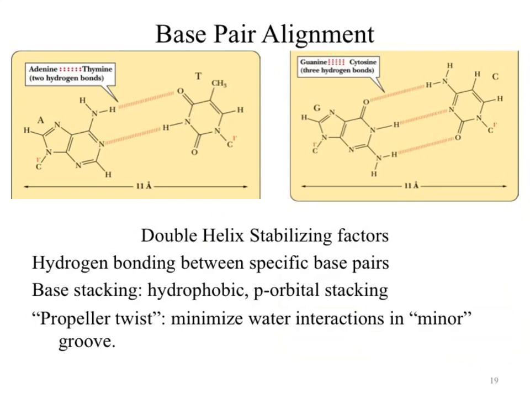One of the other effects that you're going to see in this is that we get a slight propeller twist to the stacks. So we don't have a perfectly flat alignment of those hydrogen bonds. They actually twist a little bit off of each other. Why would they twist?